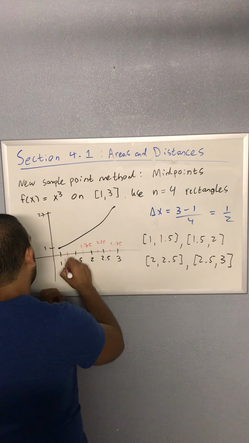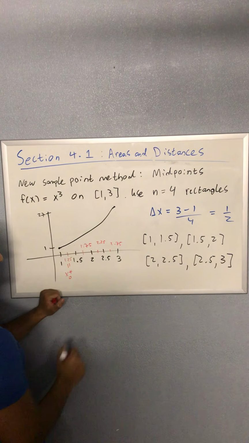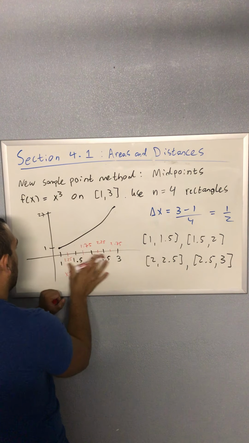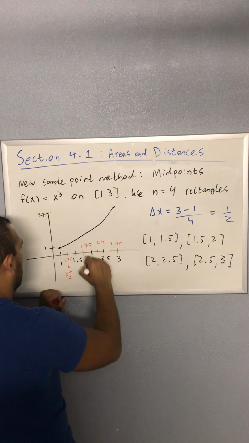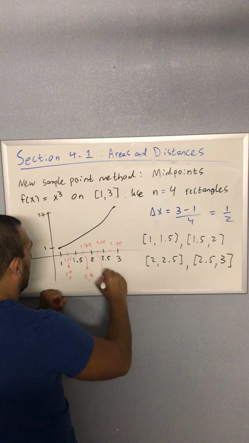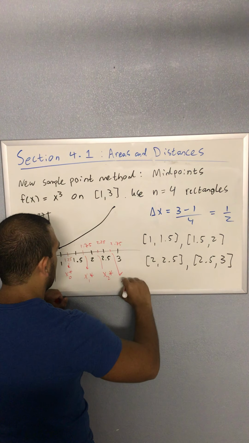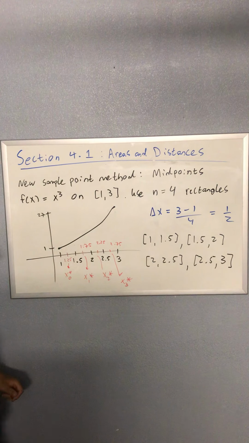So this is like x sub 0 star. Maybe this is better: this is like x sub 1 star, x sub 2 star, and then x sub 3 star.